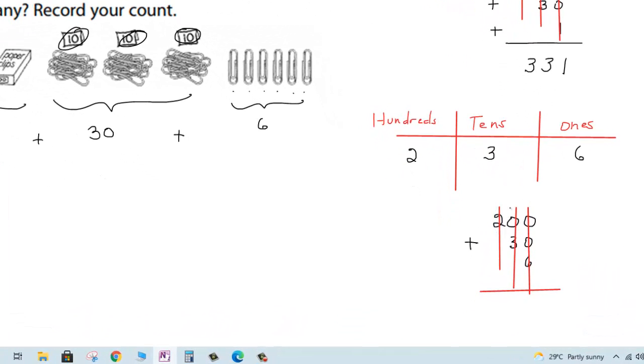So here are the ones, the tens, the hundreds. 0 plus 0 plus 6 equals 6. 3 plus 0 equals 3. 2 plus nothing equals 2. 236. I can get it from this addition, or I can get it right away from the table. I can read it like that. 236. I hope you understood the lesson. Let's practice with some examples. Thank you for listening.